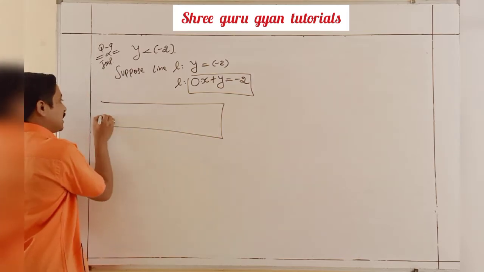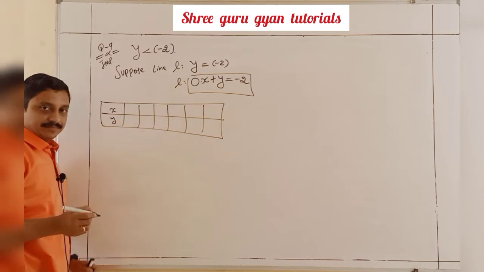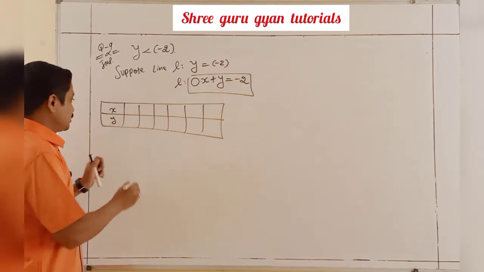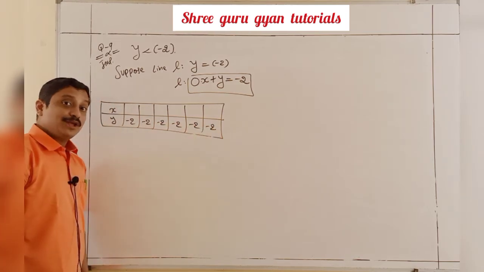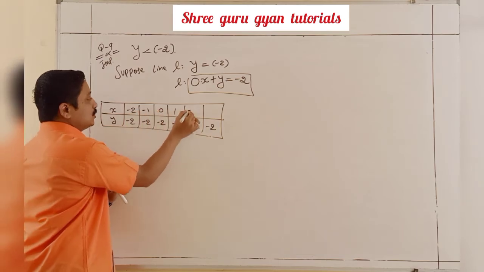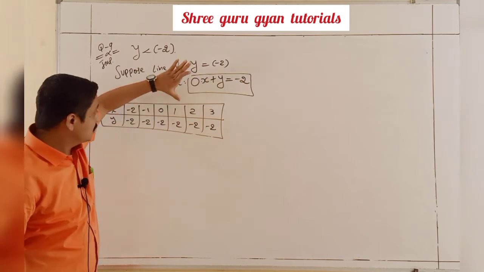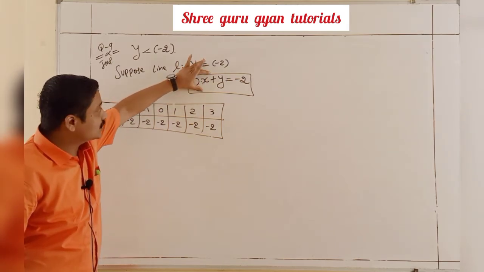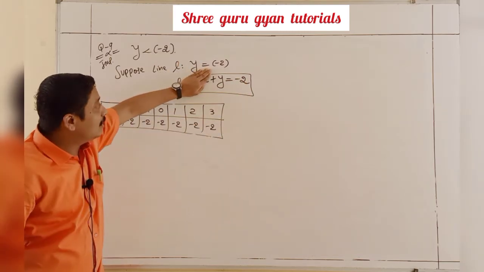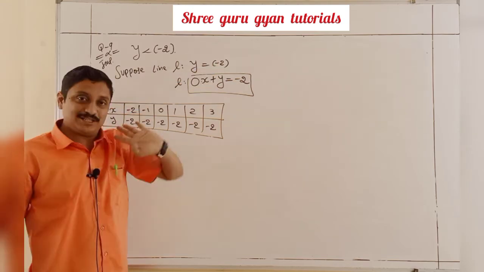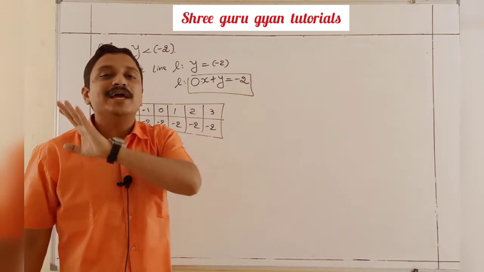Here students, I am taking some more values for x and y. Y is fixed, minus 2 every time. Putting any x, like minus 2, minus 1, 0, 1, 2, 3, apply. X is 0, what is y? Minus 2. X is 1, y is minus 2. X is 2, y is minus 2. Sometimes putting minus 1, minus 2, your value for y is also fixed at minus 2.